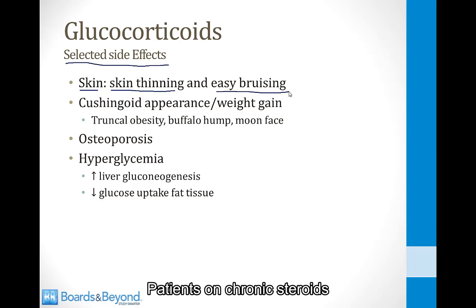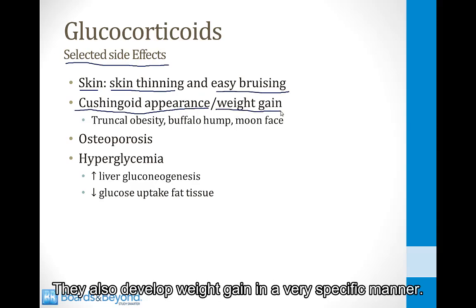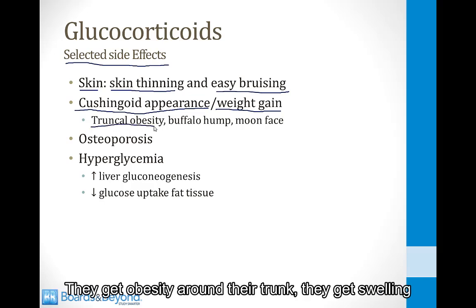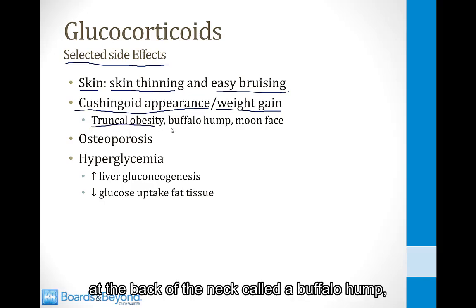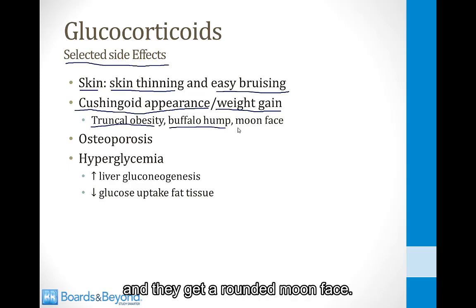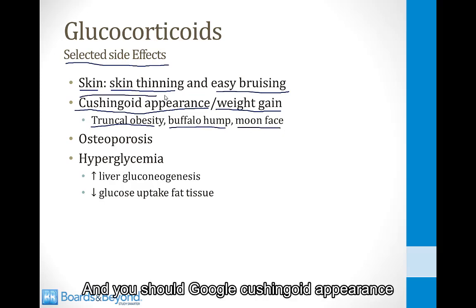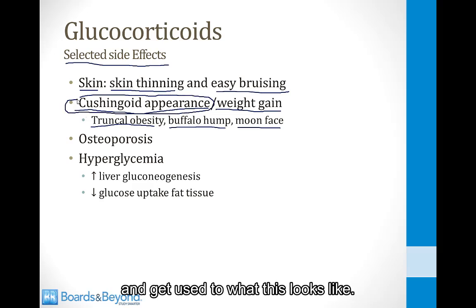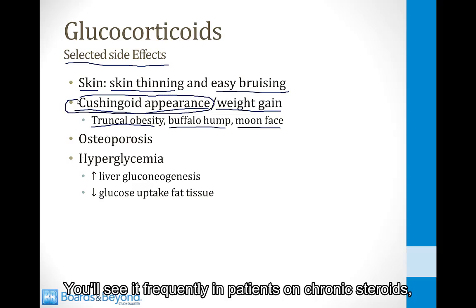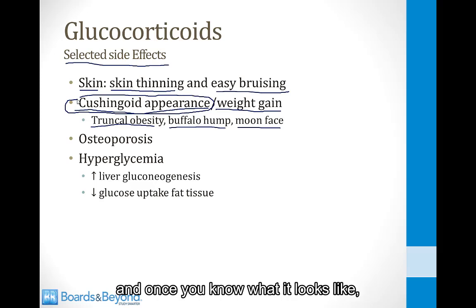Patients on chronic steroids also develop a characteristic appearance called a Cushingoid appearance, named after Cushing's disease. They also develop weight gain in a very specific manner. They get obesity around their trunk, they get swelling at the back of the neck called a buffalo hump, and they get a rounded moon face. And you should Google Cushingoid appearance and get used to what this looks like. You'll see it frequently in patients on chronic steroids, and once you know what it looks like, you can recognize it immediately.